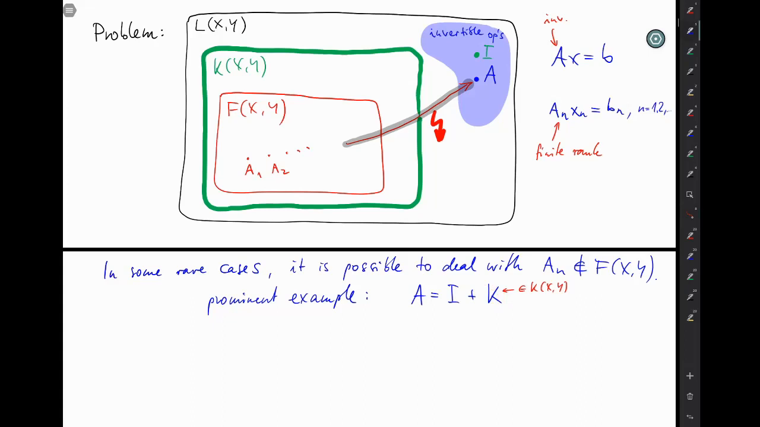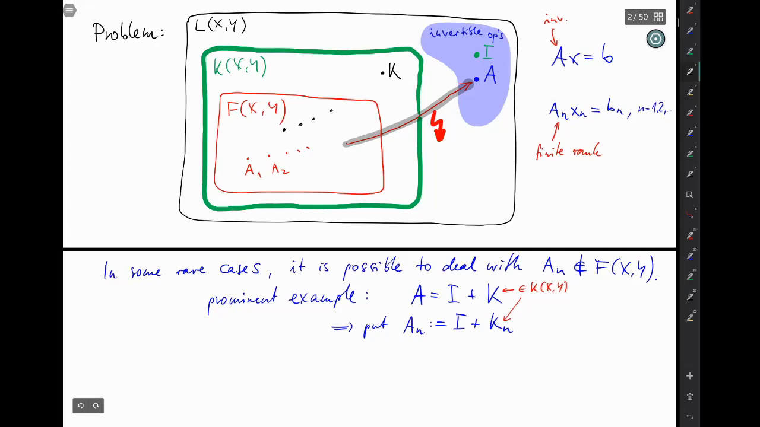And then people from numerics will say, okay, we can deal with that identity part here. I mean, we don't need to approximate or to somehow store the identity operator. We know what it does, even though it's infinite dimensional. So we only have to approximate that compact operator down here. So you may choose your approximating sequence An as identity plus Kn, where these Kn will be again compact operators, possibly finite dimensional.